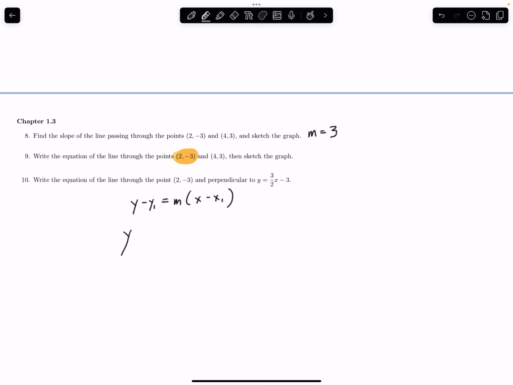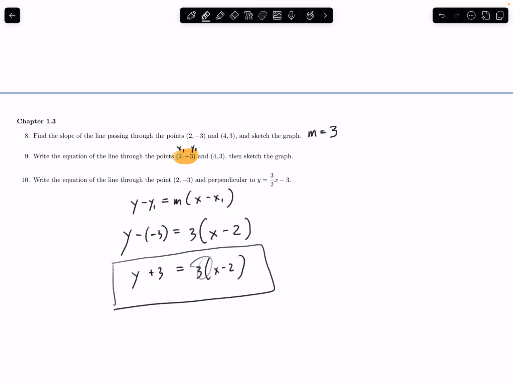y minus -3 is 3, because m is 3, right? (x minus 2). That's because this was x1 and here's the y1. And so let me just simplify a little bit. That's y plus 3 is 3(x minus 2). And that's it. I'm going to leave it like that because it doesn't say to change it to slope-intercept form. If it did, I'd have to solve for y. I'd have to distribute this 3, but I don't have to do any of that because it doesn't say to change to slope-intercept form. It does, however, say to sketch the graph.